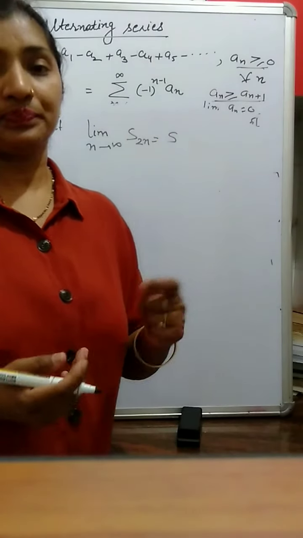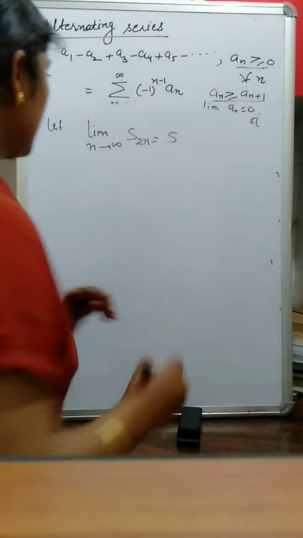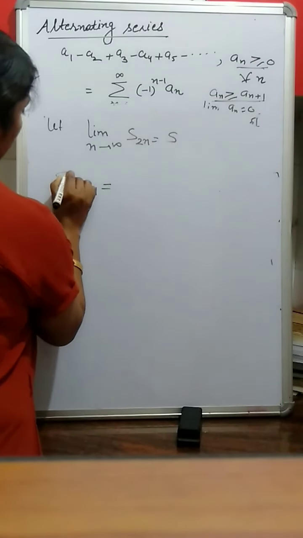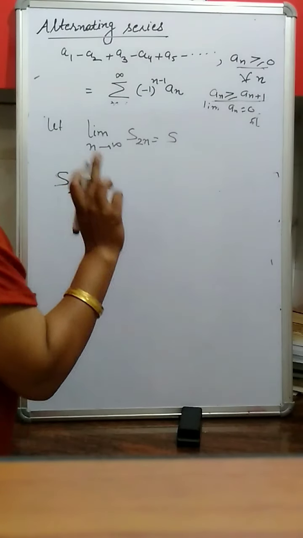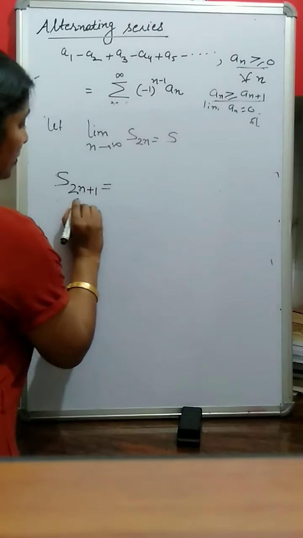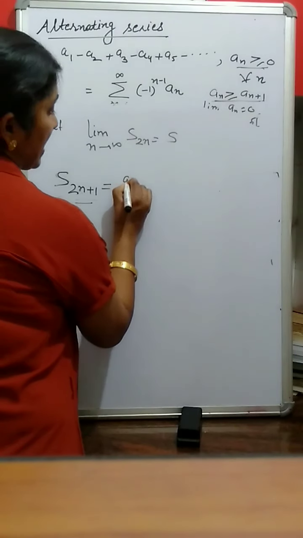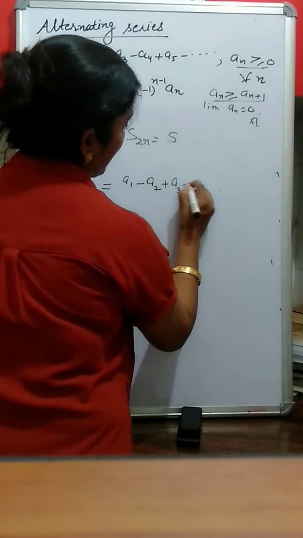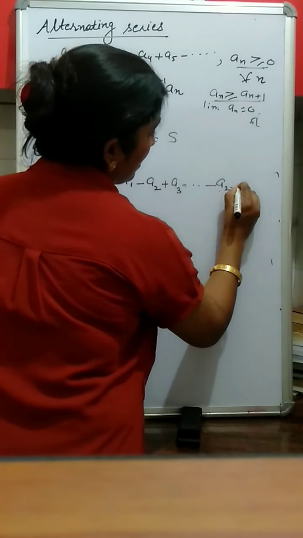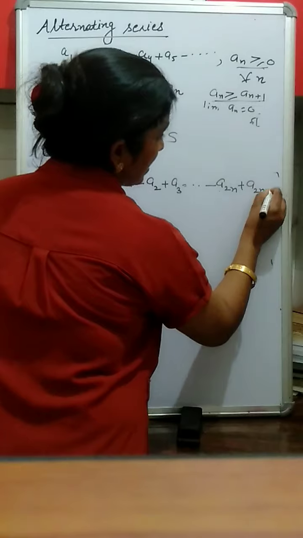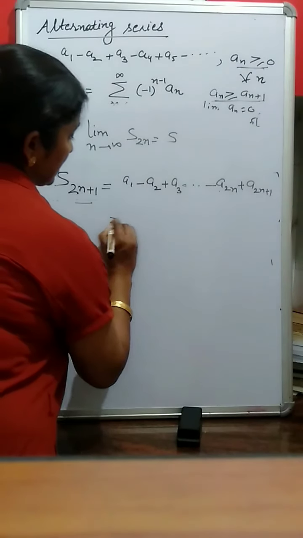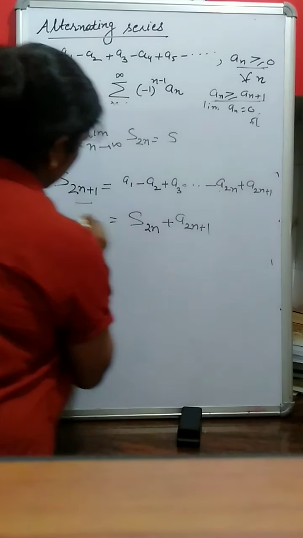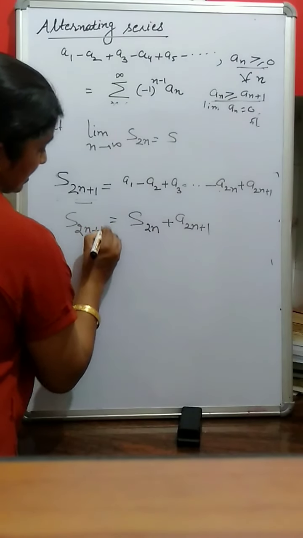Now we take the limit of all terms. Suppose we are taking S_{2n+1}. So S_{2n+1} is the sum of the first 2n+1 terms, and you know 2n+1 is odd, so it will be A1 minus A2 plus A3 minus A4 and so on minus A_{2n} and plus A_{2n+1}, right? So this is S_{2n} plus A_{2n+1}. So S_{2n+1} is this.